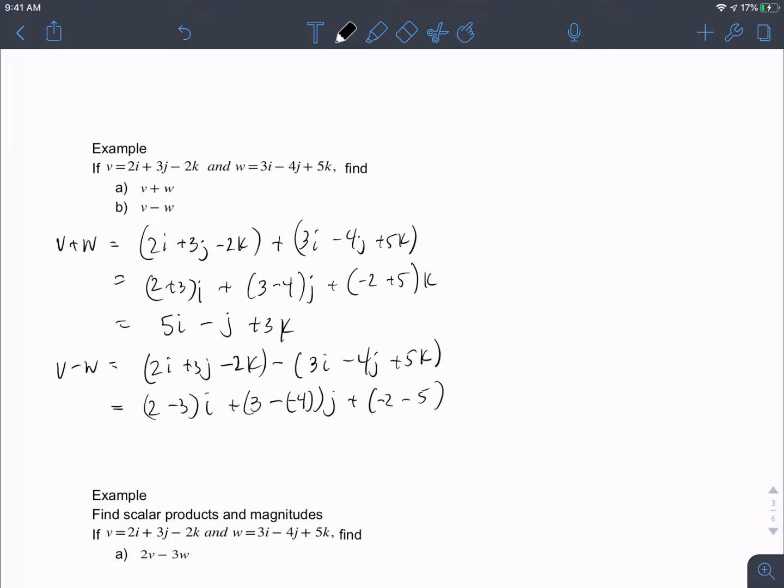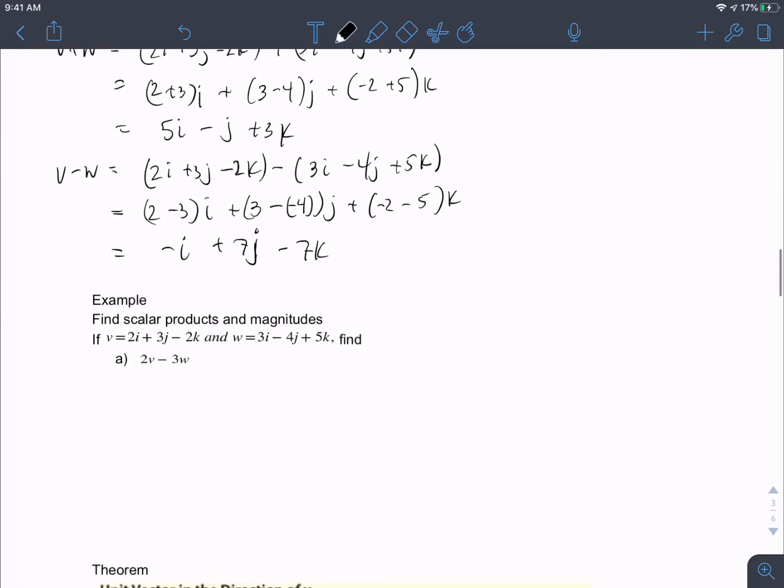minus 5k. And so that's going to give me a negative i plus 7j minus 7k. And there's that vector. It's that straightforward, that simple. All right, let's show one with a scalar.